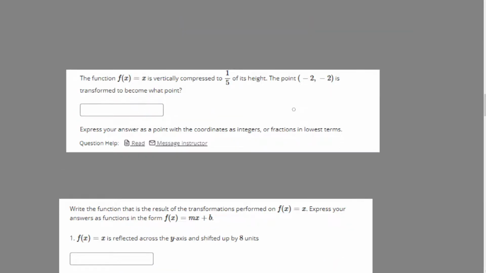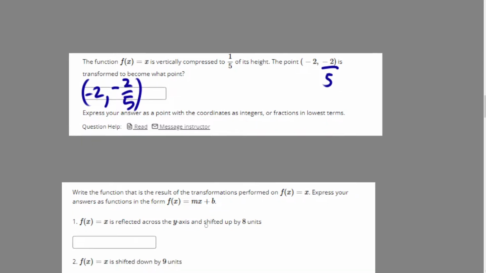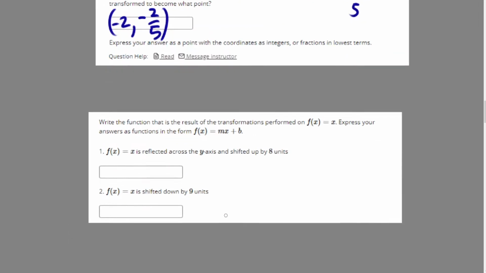The function f of x is equal to x is vertically compressed to 1/5 of its height. The point negative 2, negative 2 is transformed to become what point? Basically, we will divide this by 5. So we have negative 2, negative 2 over 5. Done. Don't forget that negative.